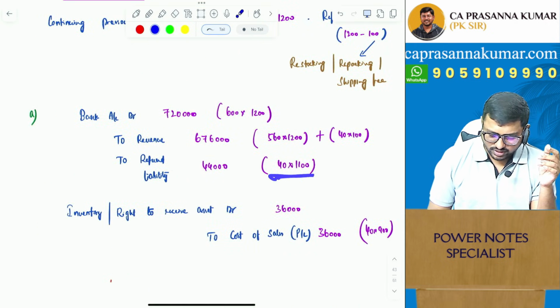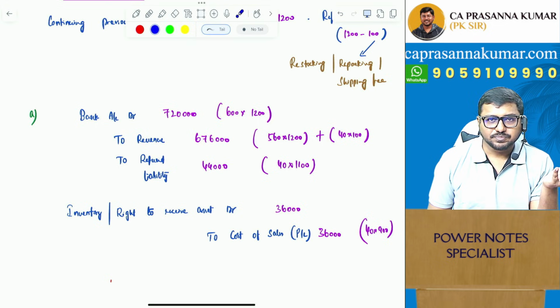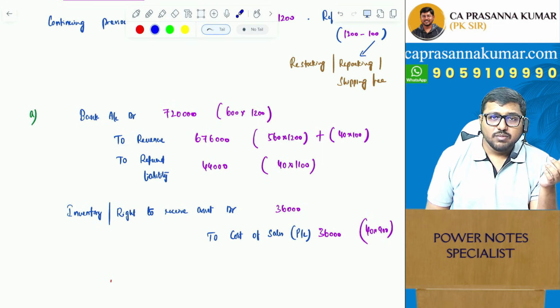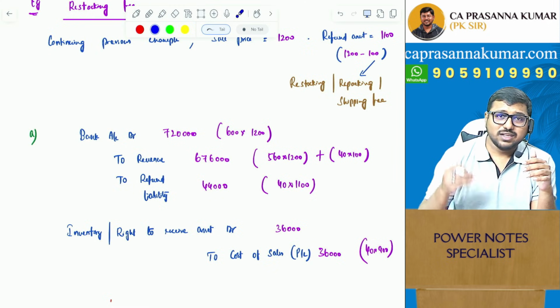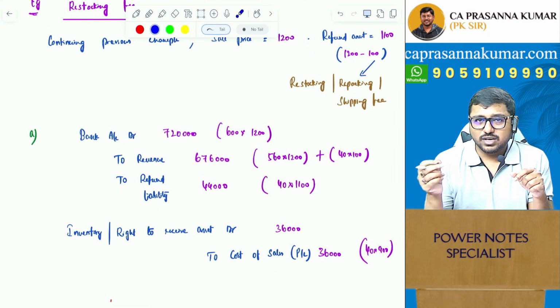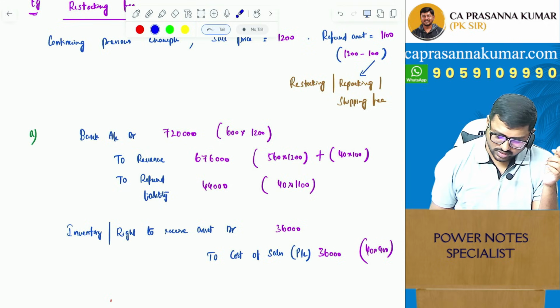Therefore, your refund liability will be 40 into 1100. Simple. Now, where does this 100 go? Very simple. It will be added to the revenue. Because while doing the sale itself, you know that when the refund happens for the 40 units, I'll not be refunding the entire 1200. I'll be refunding only 1100, which means that balance 100 is revenue for me. So, therefore, you add that.